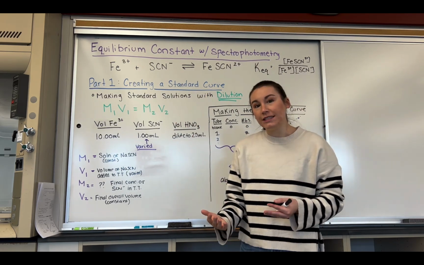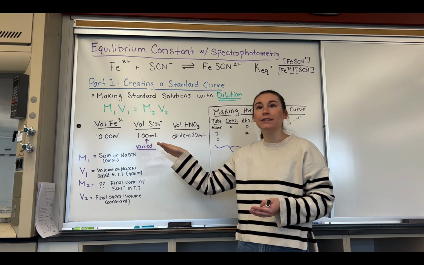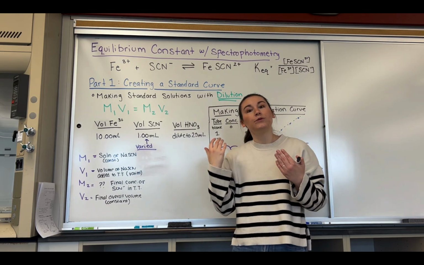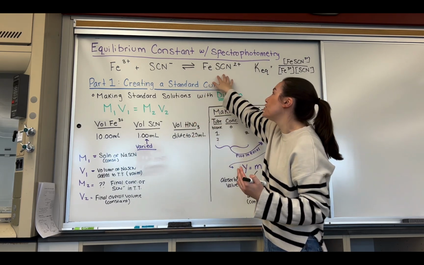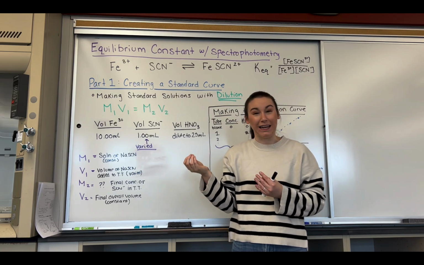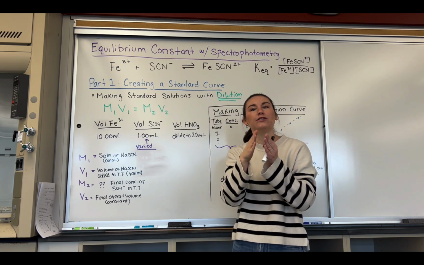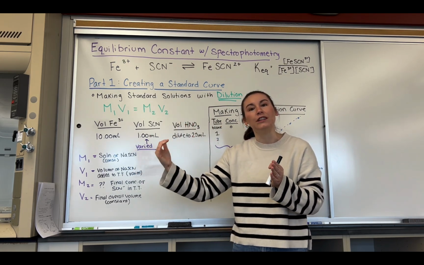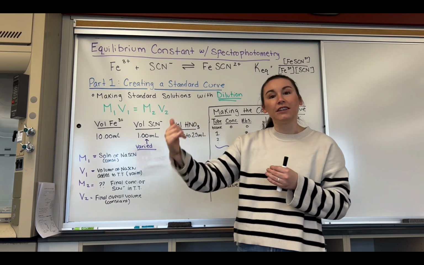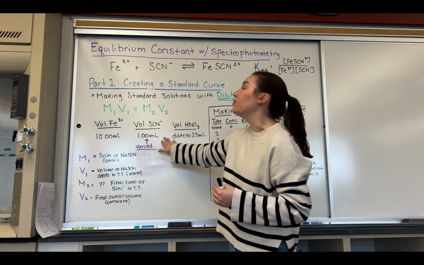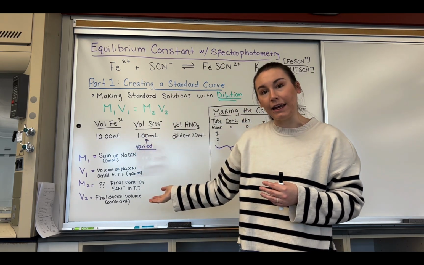Okay, so what we should see as I add more and more of this, these solutions are colored, so as we get a higher and higher concentration of our iron thiocyanate, which is a really nice red color, we'll see that it gets redder and redder with every dilution that we make, because we're increasing its concentration every time we increase the concentration of the thiocyanate ion.